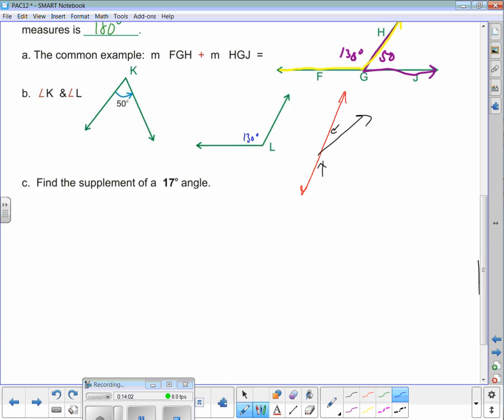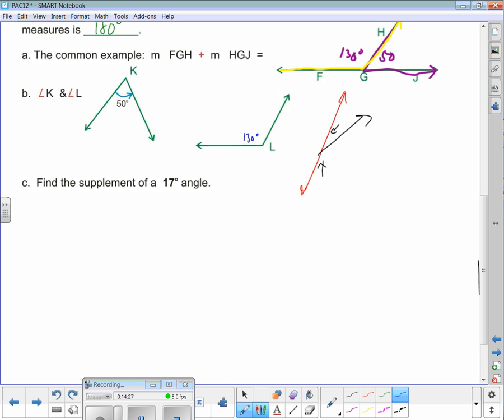All right. So same kind of logic as before. Let's do a little mental math, all right? Here we go. I have a 100-degree angle. Its supplement is 80 degrees. I have a 150-degree angle. Its supplement is 30 degrees. I have a 40-degree angle. Its supplement is 140 degrees.